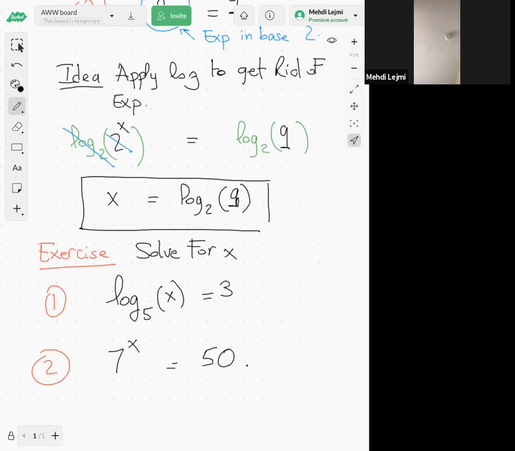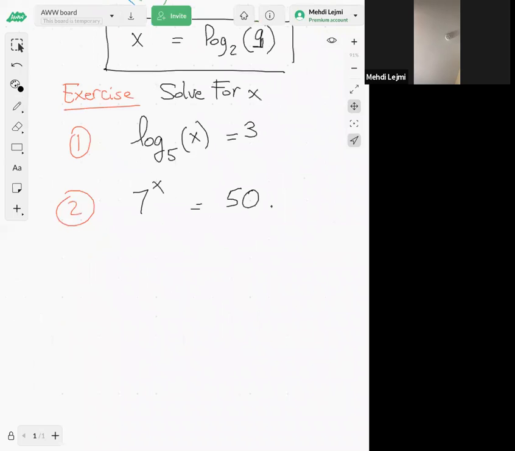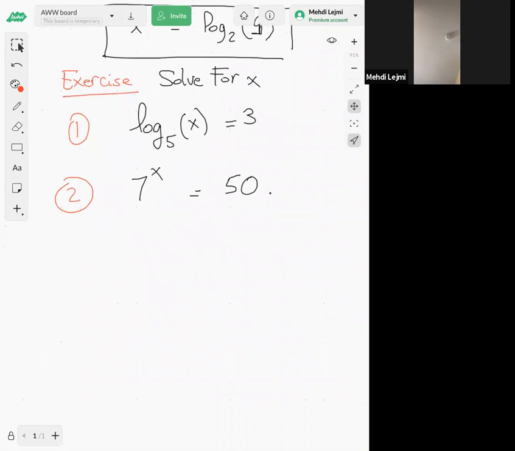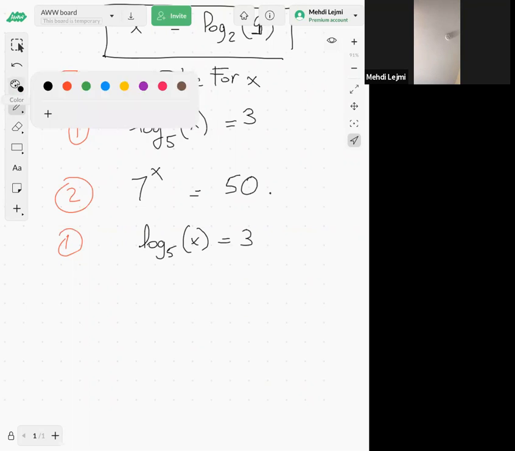All right, so for number 1, we have log in base 5 of x equal to 3. You want to solve for x. You want to get rid of this log. So I'm going to apply exponential in base 5, since my base here is 5. On the right side, I have 3, so it's going to be 5 to the power 3.